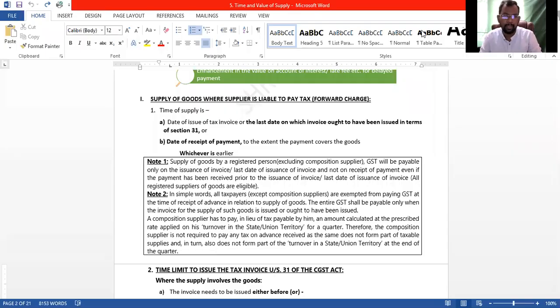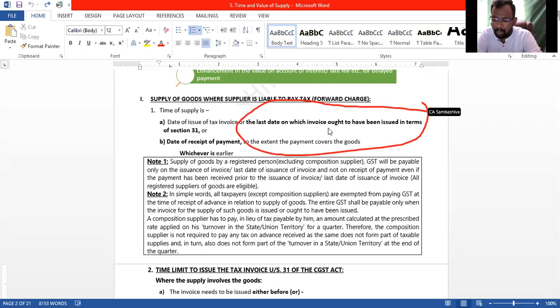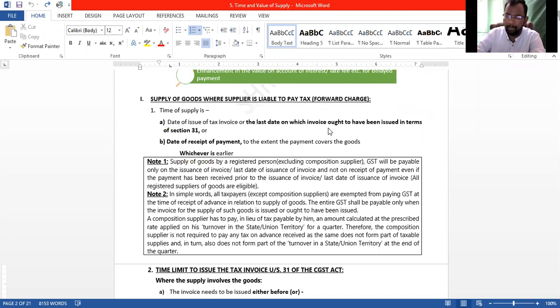Now let's go to the theory once. You can see the theory here. Time of supply is the date of issuance of the tax invoice, or the last date on which the invoice ought to have been issued, and then that should be compared with what? Date of receipt of payment. So date of receipt of payment is common, sir. Date of receipt of payment is common on 2 occasions.